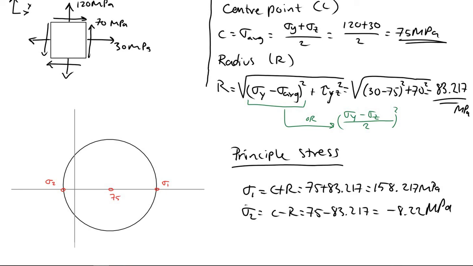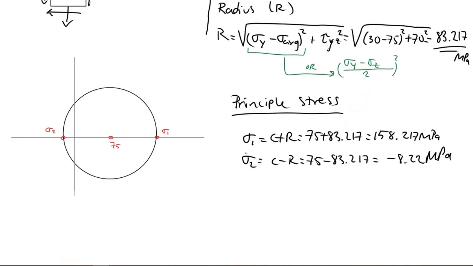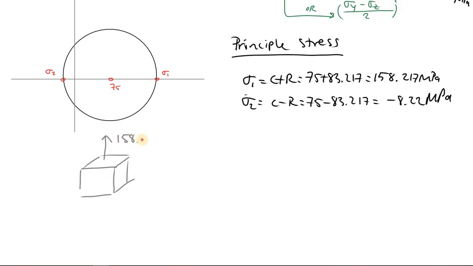What we want to do now is find that third principal stress in order for us to find our other circles. So one thing that we can do is draw out the new element again. So our new element will then look something like this. That's the 3D element we're talking about. So we would have our 158.217, and then my negative 8.22.